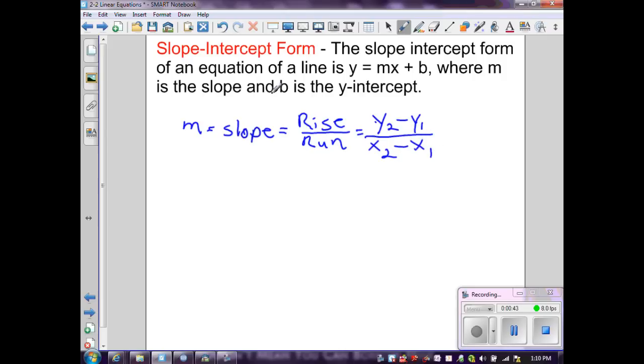Also, b is defined as the y-intercept. We know the y-intercept is where the line intersects the y-axis and must be written in the form of an ordered pair, and it is (0, b).